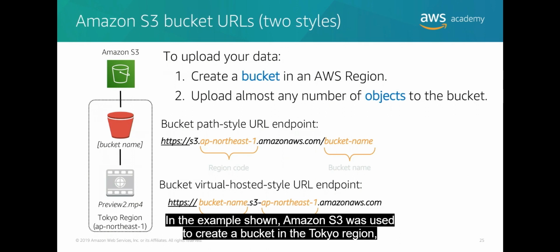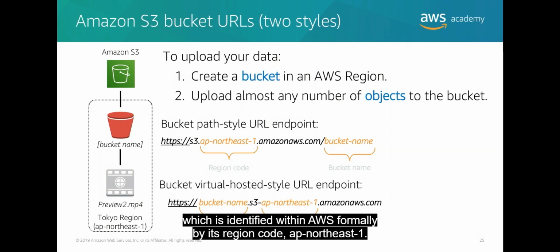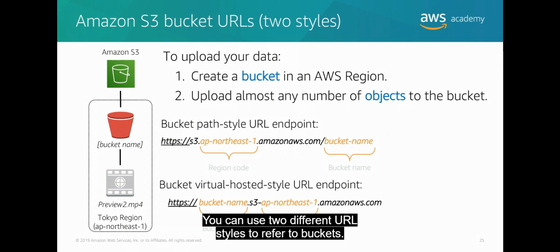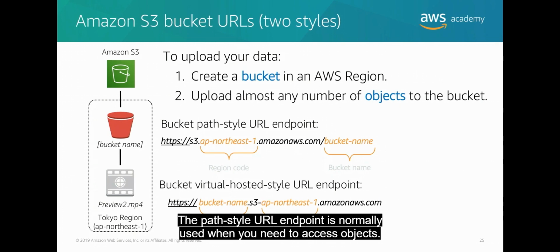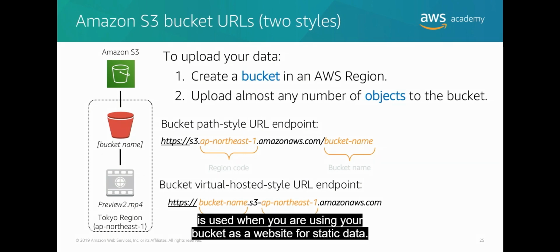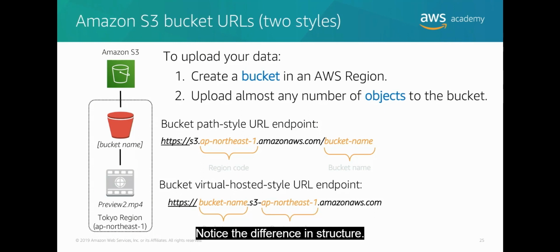In the example shown, Amazon S3 was used to create a bucket in the Tokyo region, which is identified within AWS formally by its region code, ap-northeast-1. The URL for a bucket is structured like the examples. You can use 2 different URL styles to refer to buckets. The path style URL endpoint is normally used when you need to access objects. The virtual hosted style URL endpoint is used when you are using your bucket as a website for static data. Notice the difference in structure.